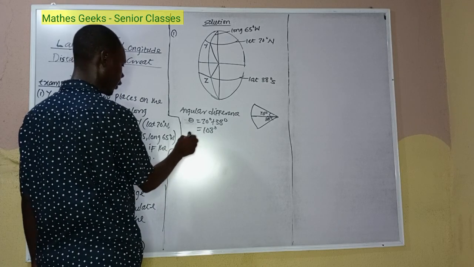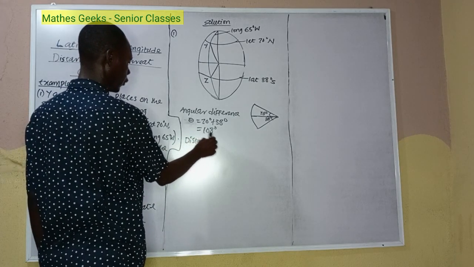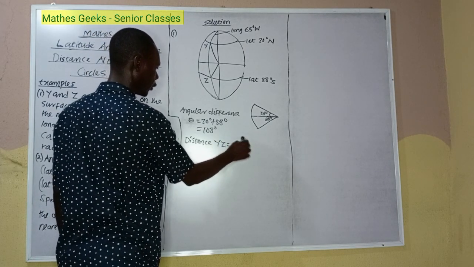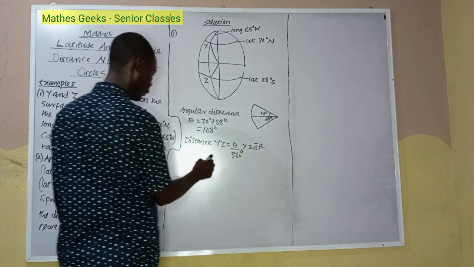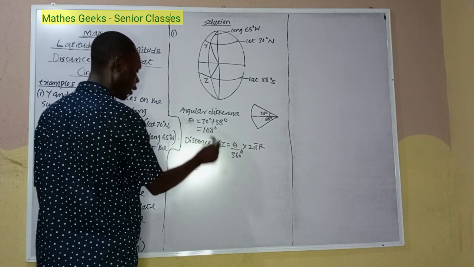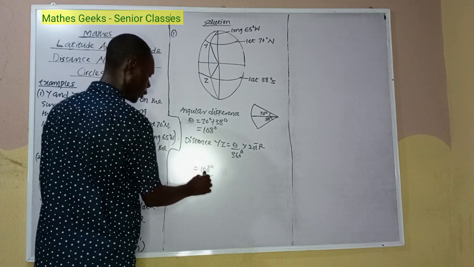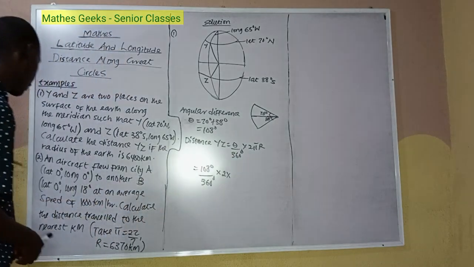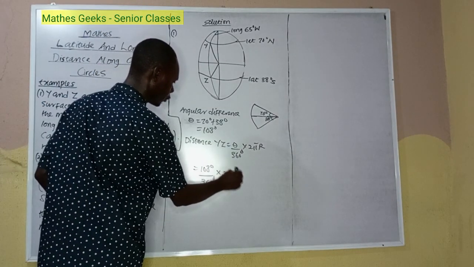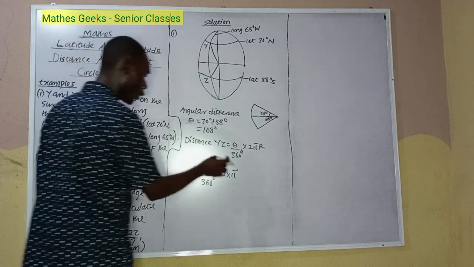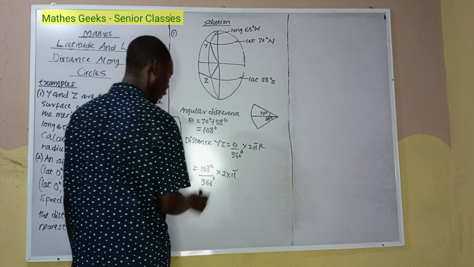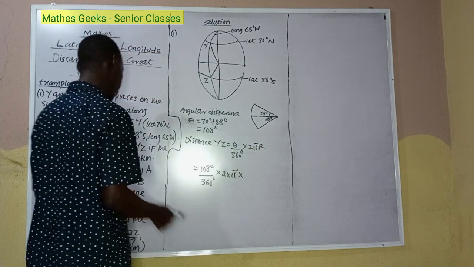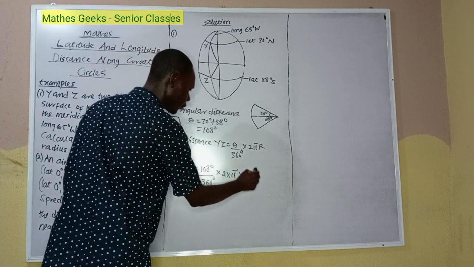So distance YZ is equal to theta over 360 degrees times 2 pi r, and this will give you, so theta is the angular difference, 108 degrees over 360 degrees times 2 times, we're not given a value for pi in this question, so you can use your 22/7, which is the usual or the known value for pi, but I'm going to express the answer, the distance, in terms of pi times 6. R is the radius of the earth and it's giving us 6,400 kilometers.